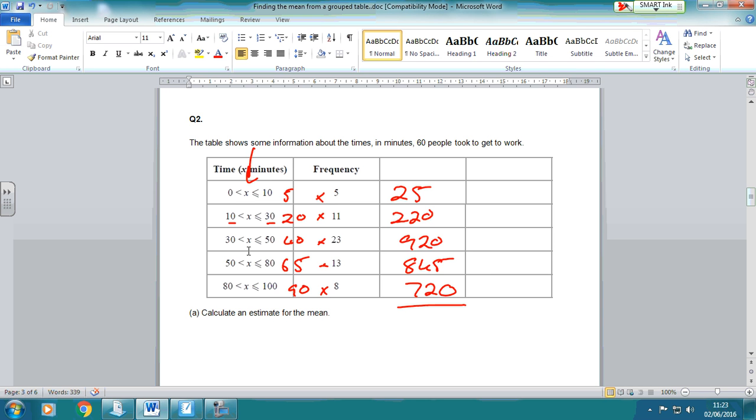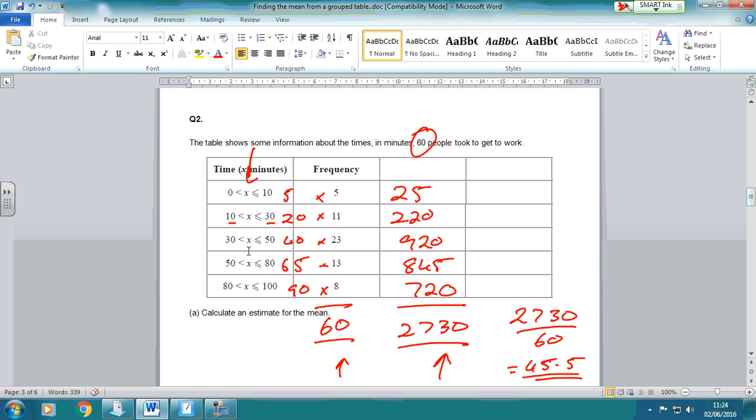Then what we do, once we've done that, we add that column up, we add this column up. And this column should add up to the number that it gives us there. If we add the last column up, 25 plus 220 plus 920 plus 845 plus 720 is 2,730. So we then do this number divided by this number. 2,730 divided by 60, and we get 45.5, which, yeah, again, is roughly in the middle there.